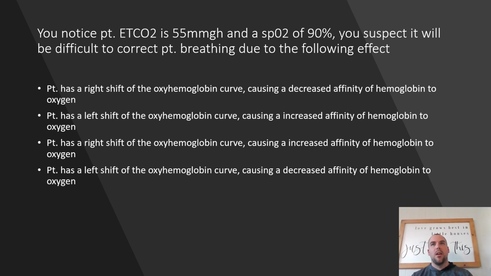Here's another question, completely different question regarding the same stuff. You notice the patient's EtCO2 is, actually that should say 65, but it doesn't matter. The point is his EtCO2 is high, and his SpO2 is low, 90%. You suspect it will be difficult to correct the patient's breathing due to the following effect. Okay, really worded difficult here. This question doesn't tell you that this is about the curve. Why would it be difficult?